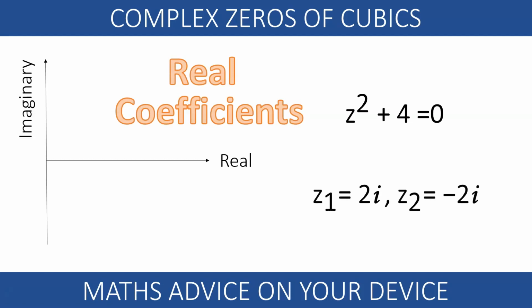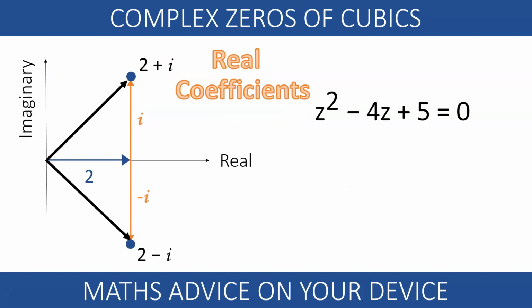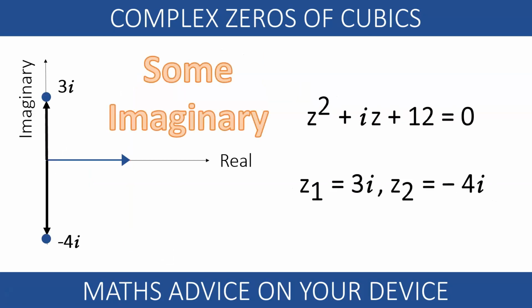For example, the solutions of the quadratic z squared plus 4 equals 0 are a pair of conjugate numbers 2i and negative 2i. The solutions of the quadratic z squared minus 4z plus 5 equals 0 are a pair of conjugate numbers 2 plus i and 2 minus i. This doesn't work when the coefficients are not all real. We already explained this in our previous video.